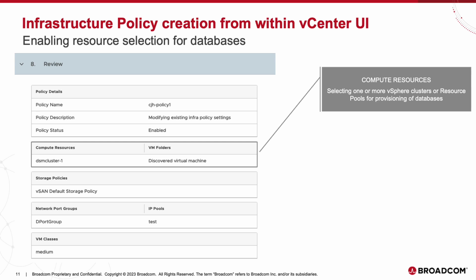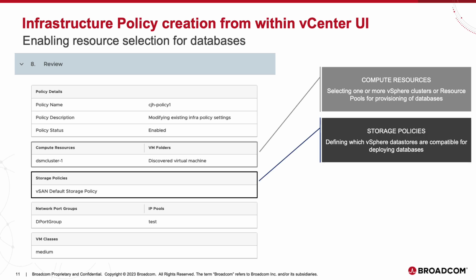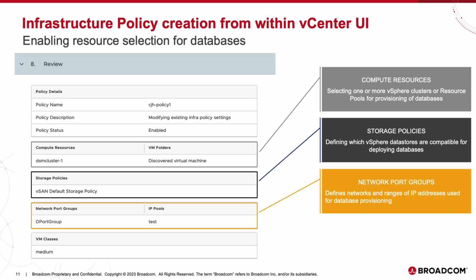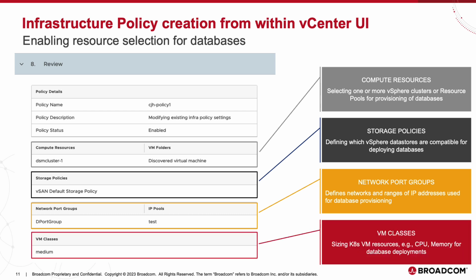Compute resources determine the vSphere clusters or resource pools that DRS will use for VM placement. Storage policies define the data stores available to this user. For instance, admins may choose high latency storage for early stage development and enable storage with higher performance and availability as workloads get close to production. Admins also define the networks and IP pools for the policy. The VM classes define the sizing for the individual VMs that will be deployed to run the database pods.